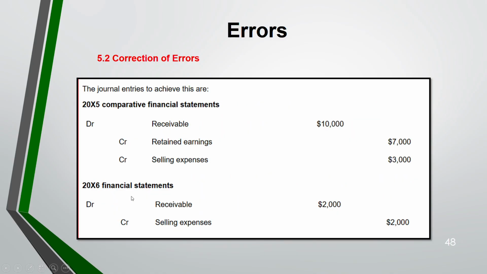Now the journal entry to correct. First one is for 2005 comparative financial statements. So here you debit receivable 10,000, credit selling expenses 3,000 for 2005, and retained earnings will be credited by 7,000. It should always balance, your debit side should always balance your credit side, otherwise your journal entry is incorrect. So your credit is 10,000, debit is also 10,000. Coming to 2006, debit receivable 2,000, credit selling expense 2,000. Here also it is balancing.